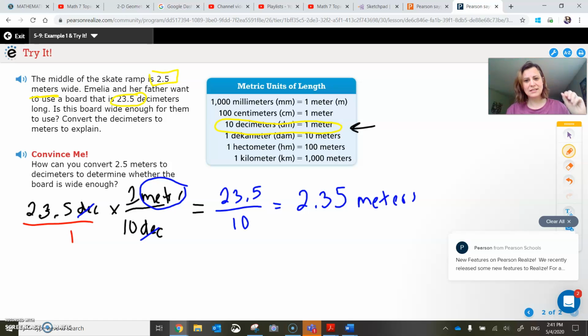So the question is, we need that space. That space is 2.5 meters. The board you want to use is 2.35. So it's not big enough.